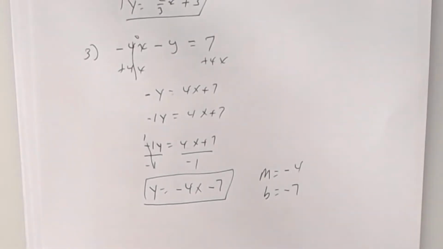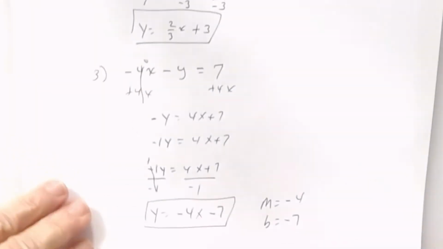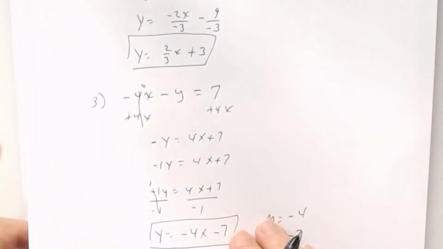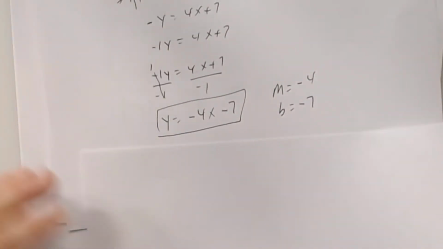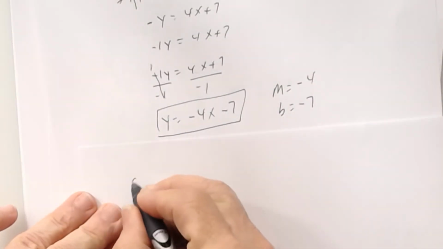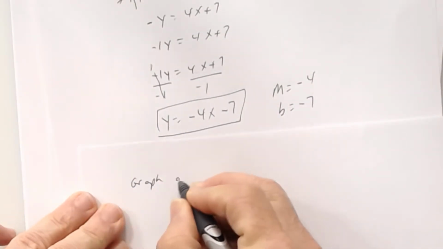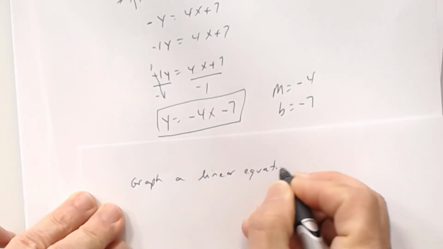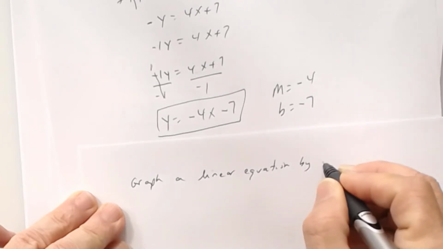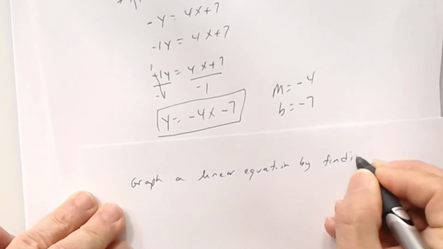All right. Okay. So then the other thing you have to be able to do is graph a linear equation by finding intercepts.